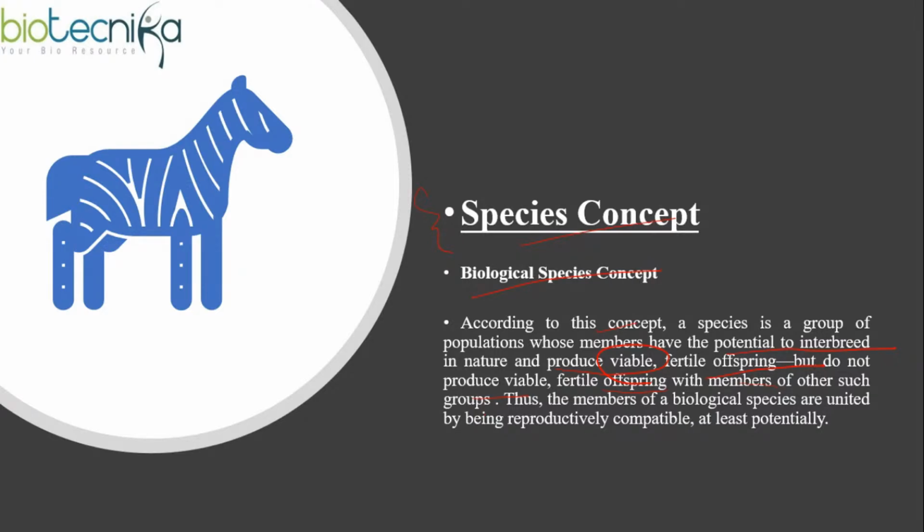Sumaya says, very good, definitely Sumaya, that can interbreed. Kirtana has said species taxon as a group of organisms. Thus, the members of a biological species are united by being reproductively compatible, at least potentially. That is the most important thing, its reproductive compatibility. That is a very important concept of the species concept.